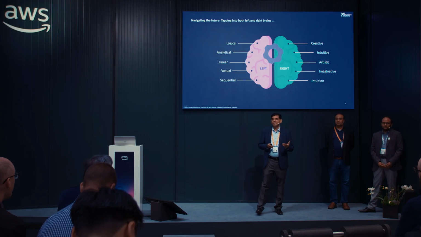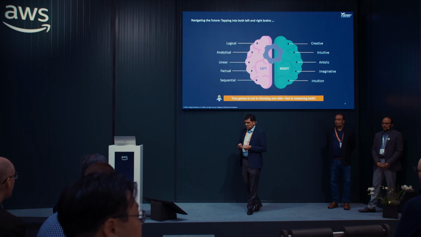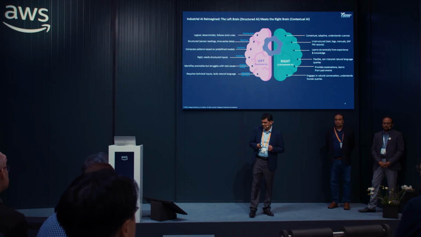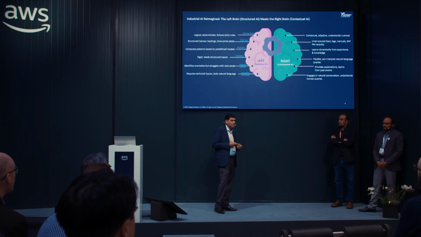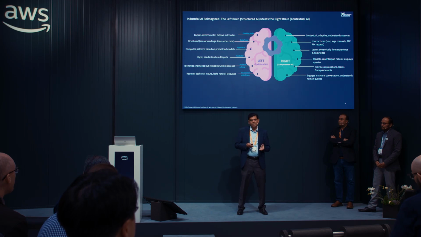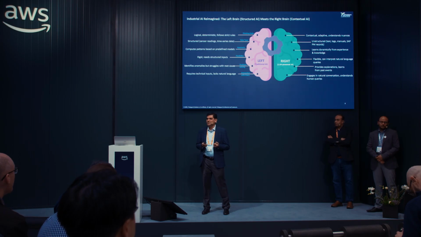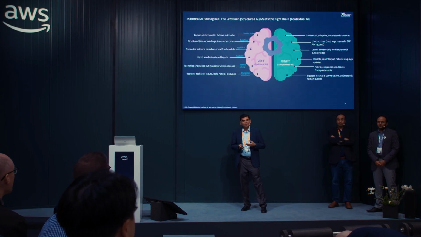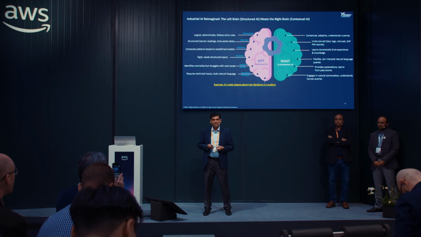Now, if you try to bring this analogy to the industrial AI frameworks, how does it look? The left one is the traditional AI, which works on structured data. It's logical, deterministic, and needs structured data. And the right one is more subconscious. Human thinking, or human knowledge, is also a kind of unstructured data. How do we tap that unstructured data? With the combination of left and right, we get comprehensive insights, which traditional AI plus agentic AI can provide.